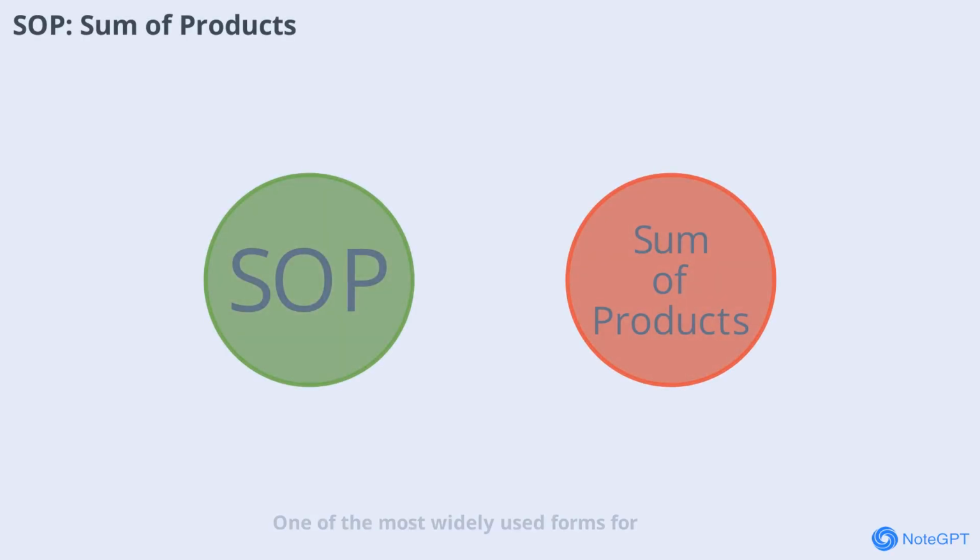One of the most widely used forms for representing Boolean functions is the sum of products, or SOP. In SOP, we express the function as a sum (OR) of multiple product (AND) terms. Each product term corresponds to a specific combination of input variables that produce a true output. This format is especially useful because it directly maps to the implementation of logic circuits using AND and OR gates. SOP is intuitive, easy to read, and forms the basis for many digital designs.